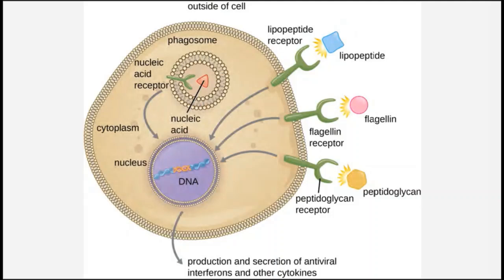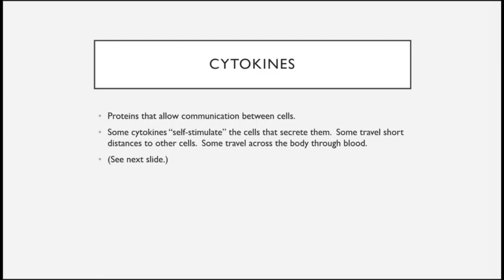On the inside, you'll see that at the phagosome, there might be a nucleic acid receptor that recognizes a specific nucleic acid, DNA or RNA, of a foreign invader. And all of this can lead to the production and secretion of antiviral interferons and other cytokines. Cytokines are secreted proteins that act as signal molecules to communicate information between cells. Some cytokines actually self-stimulate, so the cells that secrete them also are stimulated by that information.